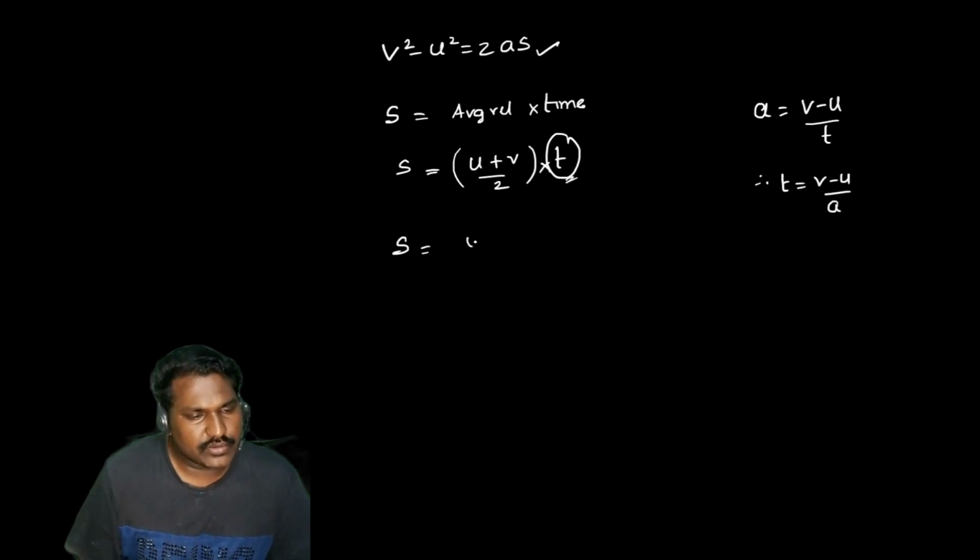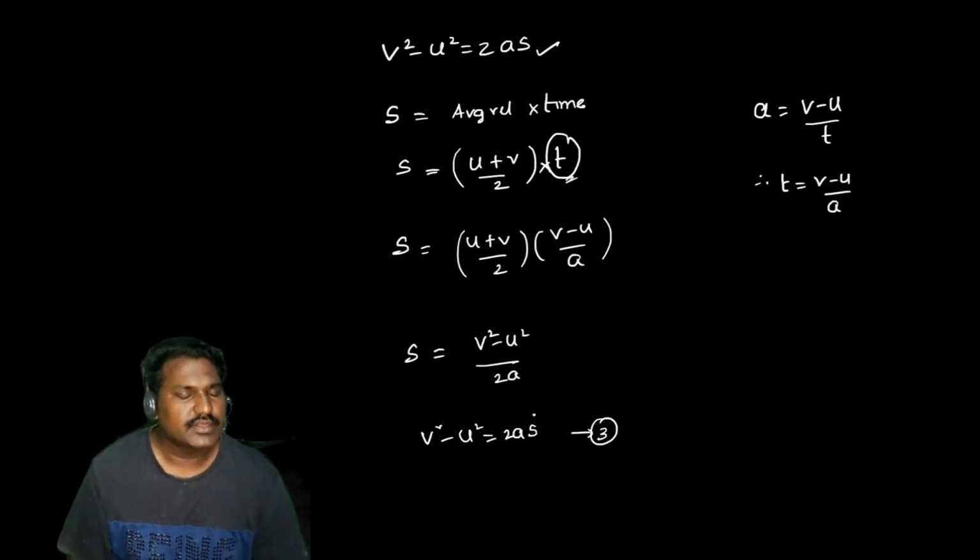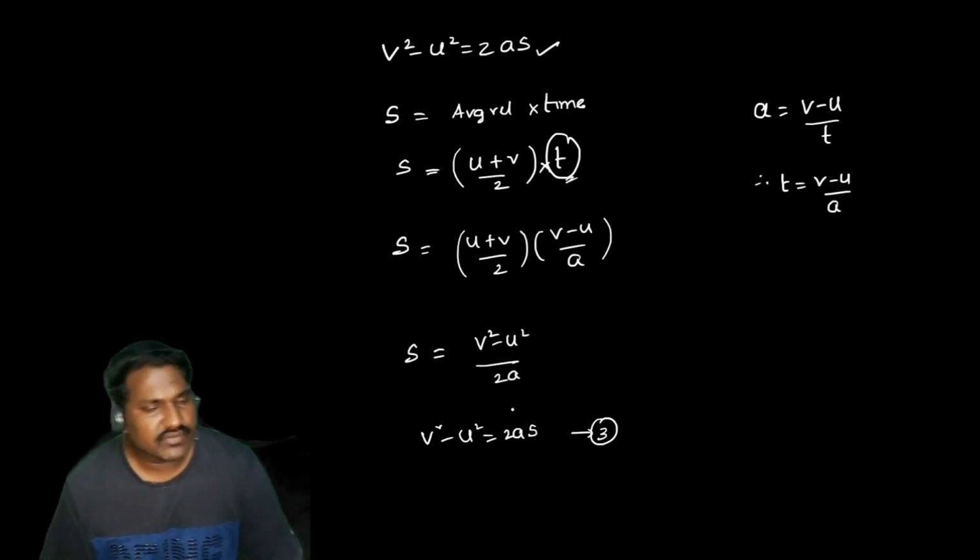So s is equal to u plus v by 2 into v minus u by a. By doing the multiplication, that becomes v plus u into v minus u, which is v square minus u square, by 2a. So v square minus u square is equal to 2as. That is equation 3. In this way we can derive the equations.